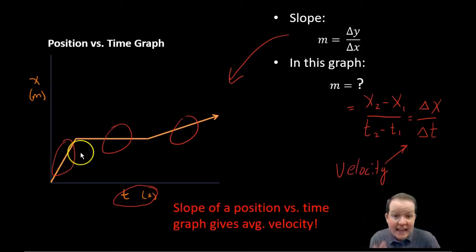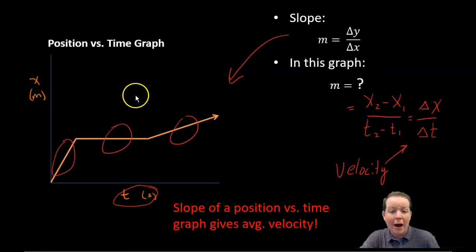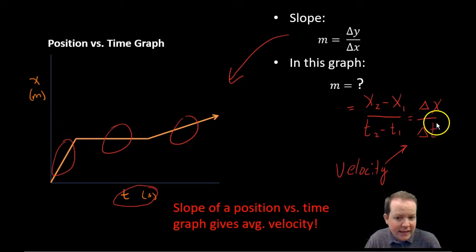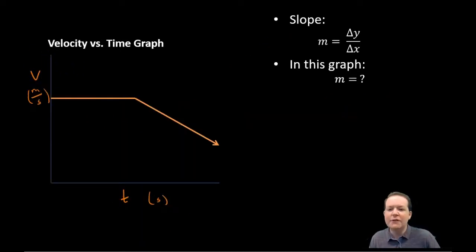This is the key idea, one of the biggest ideas for graphing motion. The slope of a position graph, or a position line on a graph, gives you the object's velocity. Heck, you could calculate it. We could also describe it. So the slope of position gives you velocity.